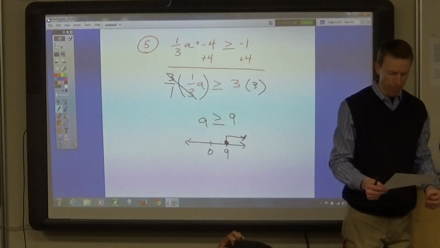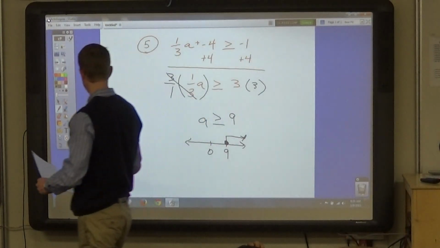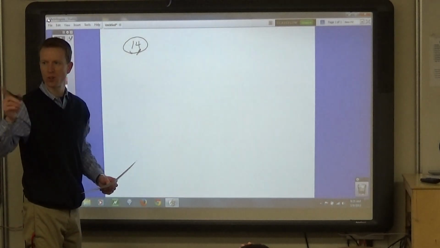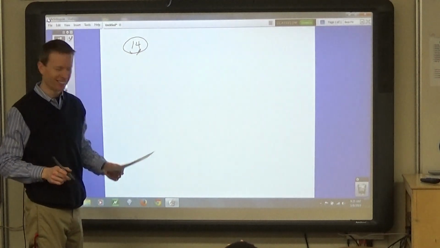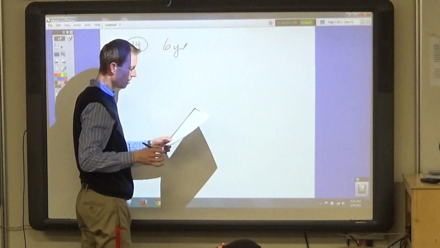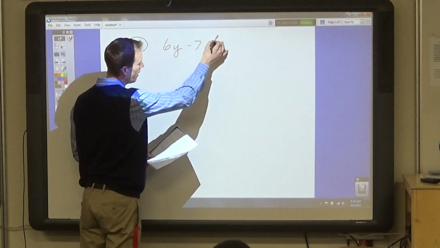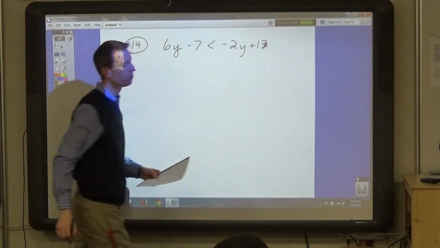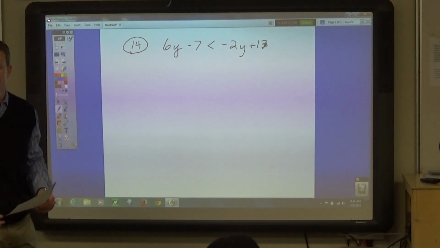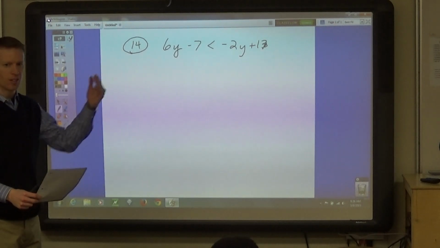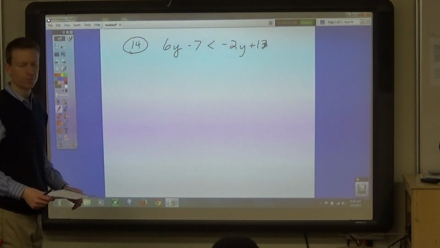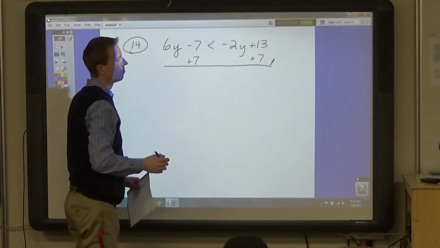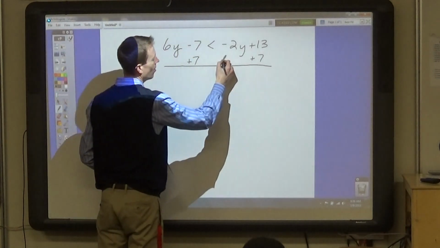Let's skip down to number 14. Number 14. James. Or, I'm sorry, Troy. No, it is James. 6y minus 7 is less than -2y plus 13. What do we need to do with this one? The variable on one side and the whole number on one side. Good, yep. So I added 7 on one side, and then I added 7 on the other side. And I added 2y to the right side.